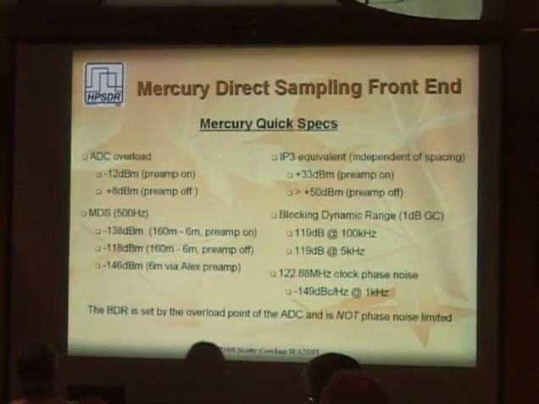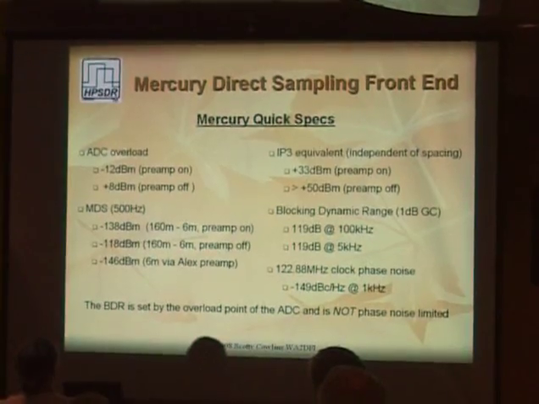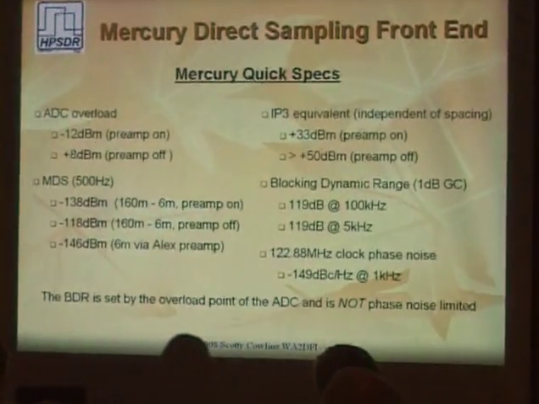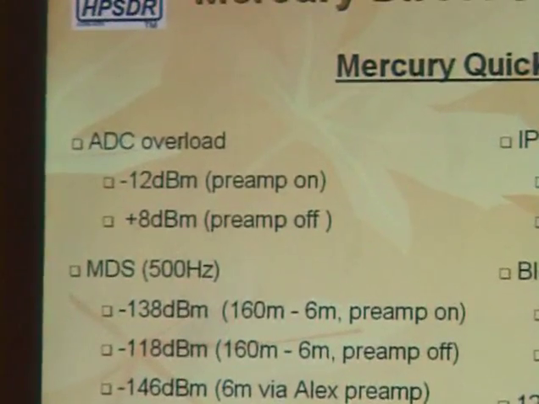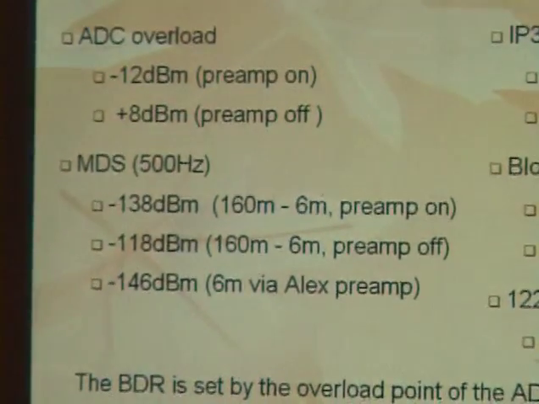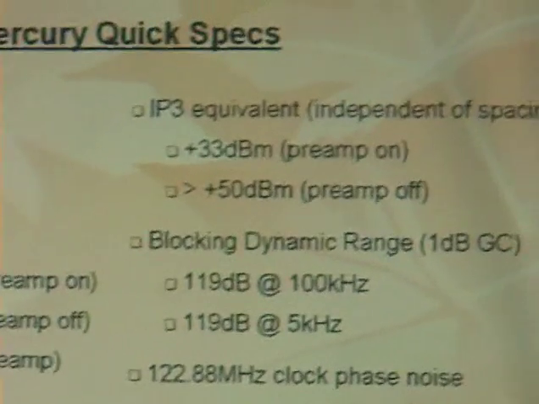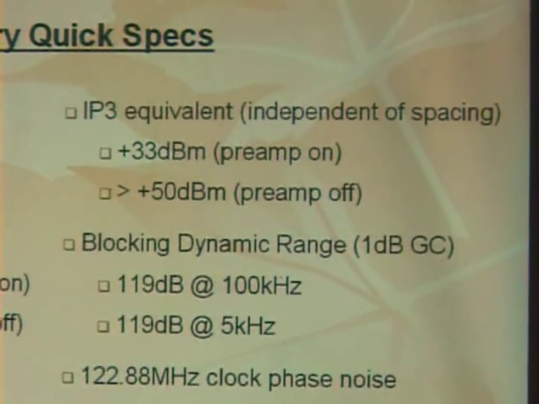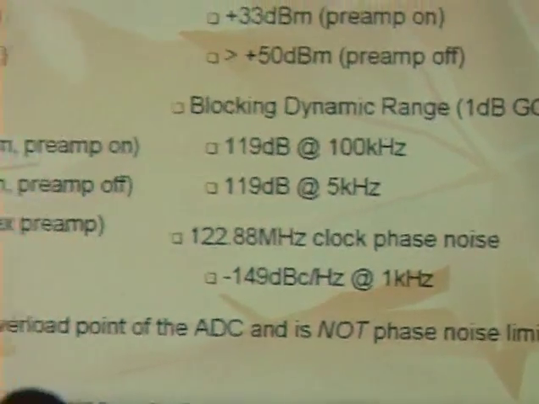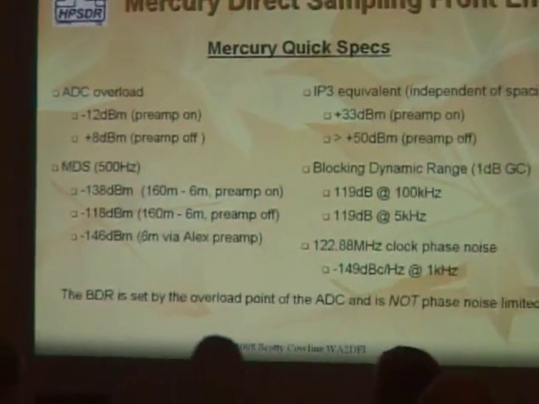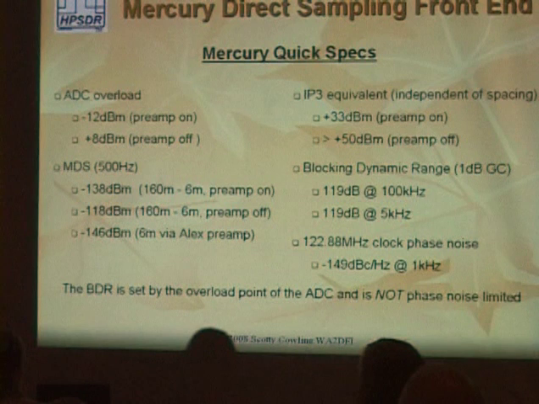Okay, quick specs on Mercury. I tried to get this up on one slide, and I think I succeeded here. So it's kind of an eye chart, but all the pertinent specs are on one slide, so I don't have to page you through them. And if you can take a look at these, it's pretty impressive. Okay, MDS, minus 138 dBm with the preamp on, minus 118 with the preamp off.